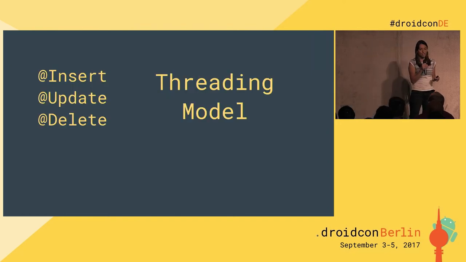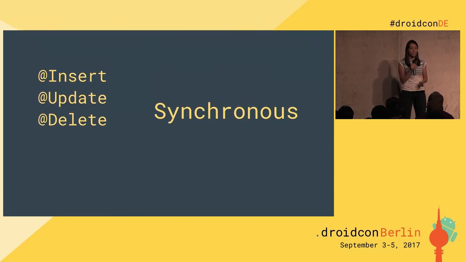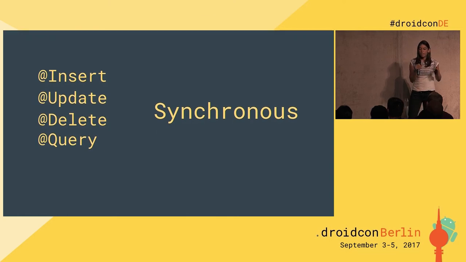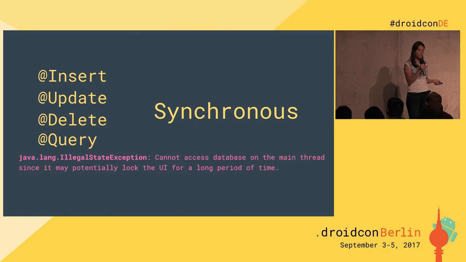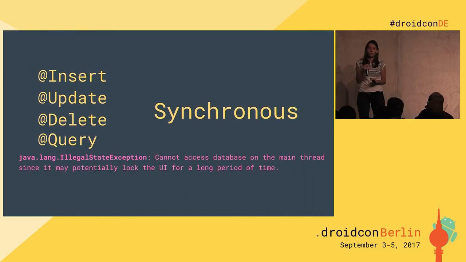Let's talk about the threading model. Well, insert, update, and delete are synchronous. And, well, spoiler, query can also be synchronous. So what does this mean? It means that these queries will be run from the same thread you are calling them from. So if you're doing this from the main thread, you'll get an illegal state exception because Room is really making sure that you're not doing any long-running operations on the main thread.